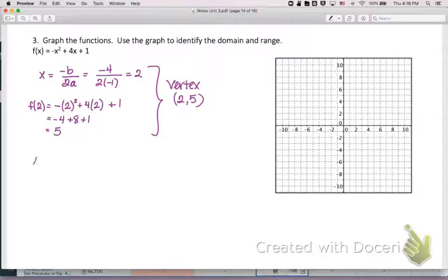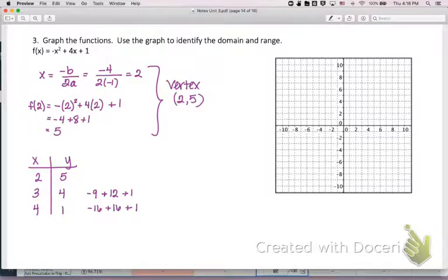But now we do the exact same thing. So I know that the vertex is 2, 5. And if I move to the right 2 places, that's going to be 3 and 4. So let's plug that in. 3 squared is 9, and then we make it opposite. So that's going to be negative 9 plus 4 times 3, which is 12, plus 1. So this comes out to be 4. 4 squared is 16. Make it the opposite. Plus 4 times 4, which is 16, plus 1. This gives us 1.